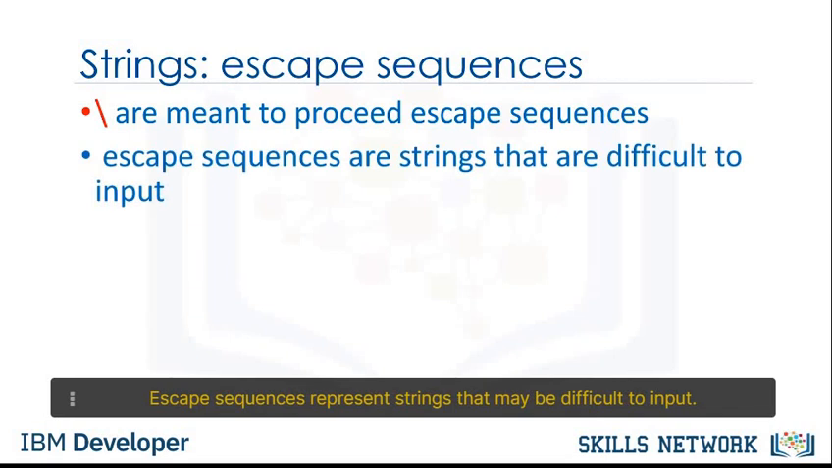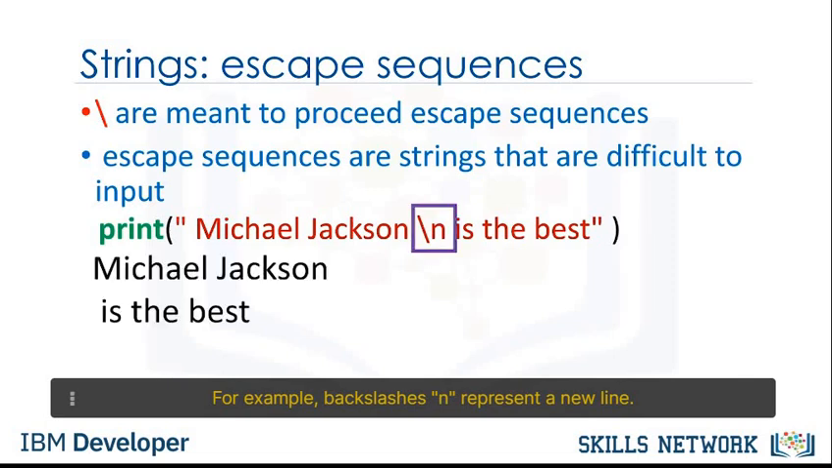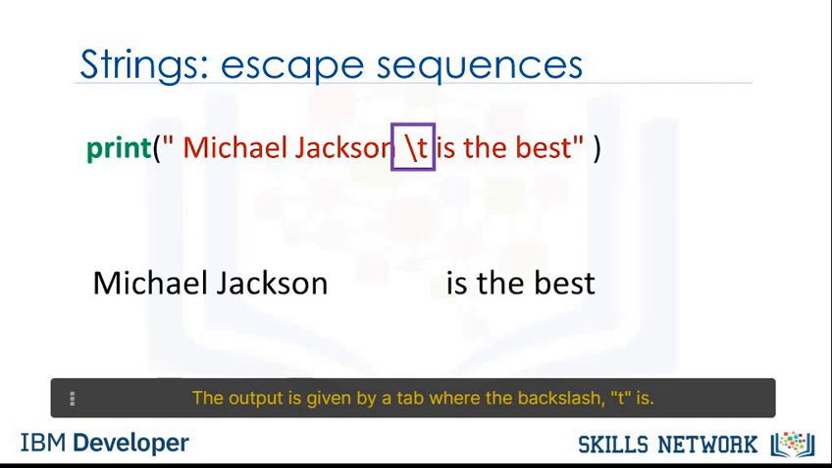Backslashes represent the beginning of escape sequences. Escape sequences represent strings that may be difficult to input. For example, backslash n represents a new line. The output is given by a new line after the backslash n is encountered. Similarly, \t represents a tab. The output is given by a tab where the \t is.